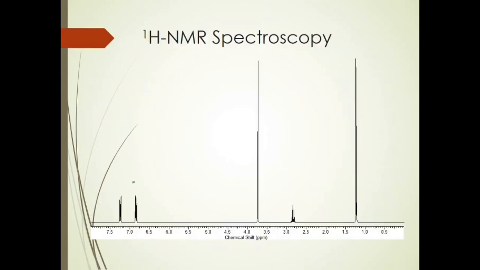So starting at the high frequency range, we have some peaks out here around 7. We have 2 peaks. This is the aromatic region. So we know these are hydrogens that are on an aromatic or a benzene type ring. Next peak over, around 3.7. This is the alkoxy region if we look in our correlation table. So this would be a hydrogen that is next to an electronegative atom such as an oxygen or a halogen.